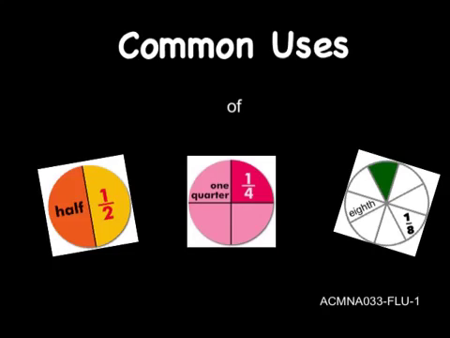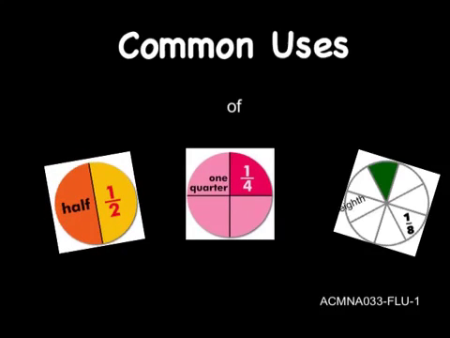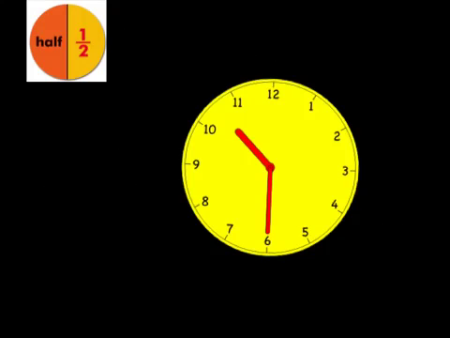Hi, in this lesson we're going to look at what are some of the common uses of halves, quarters and eighths. Sometimes we might use the word half when talking about time. On this clock we can see that the minute hand has gone halfway around the whole clock, and it's halfway between 10 and 11. So that means it's half past 10. So sometimes we use half when talking about half an hour.